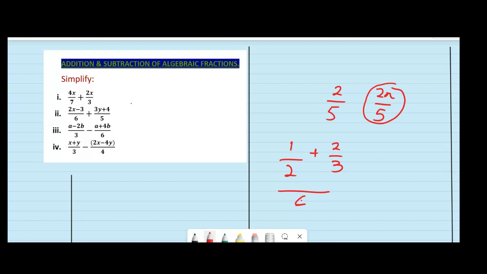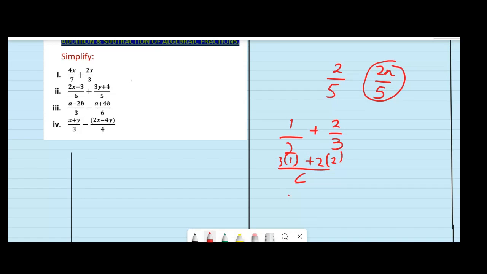Then 2 goes into 6 3 times, so we multiply the 3 by the numerator, which is 1. And then plus, 3 goes into 6 2 times, so we multiply 2 by the numerator, which is 2 also. So we're going to get 3 plus 4 all over 6, and that's going to give us 7 over 6. So that is how we add numerical fractions.